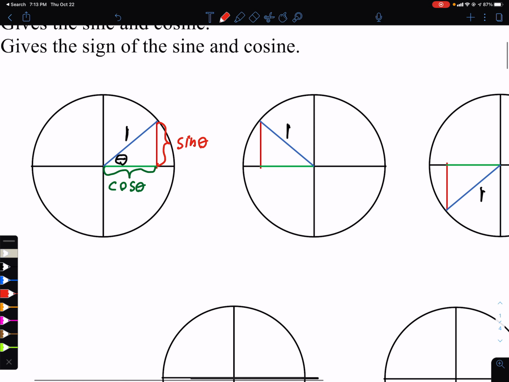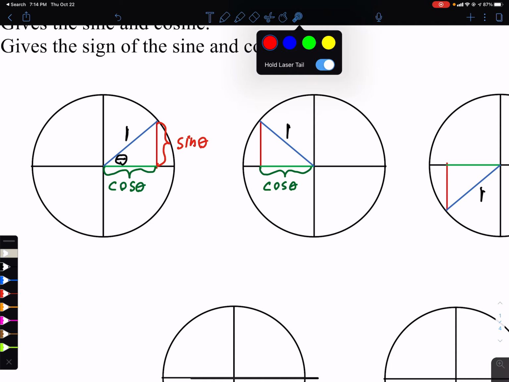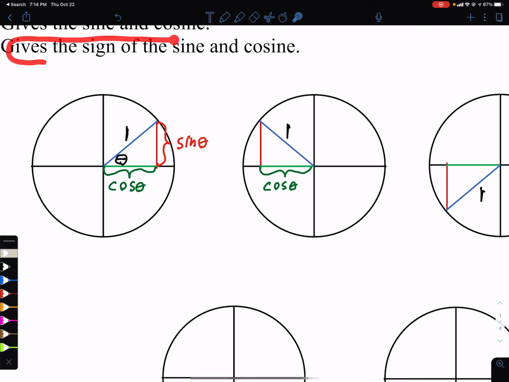But I want you to notice something here. If I were to measure the length of this side, that also would literally be the cosine of theta. But here's what I want to point out. You're going to the left. On the left side, if you measured and took the coordinate there, the cosine would be negative. So that's the next big key. The unit circle gives you the sign, S-I-G-N, plus or minus, of the sine and cosine.